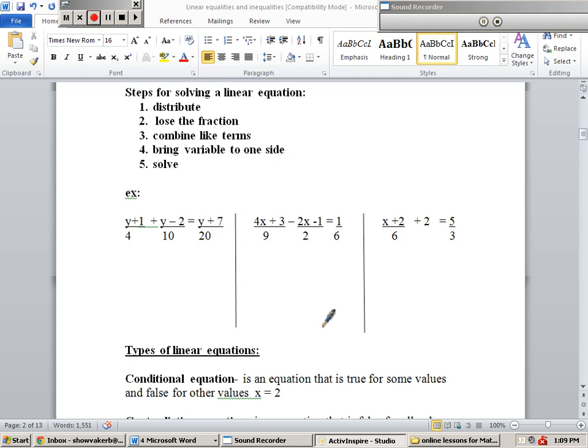Take the 15 and move it over. Negative 10x equals negative 12. Divide by negative 10. X is 6/5.